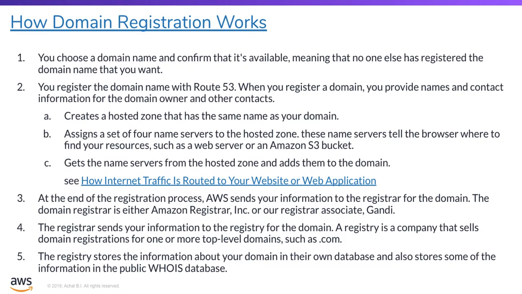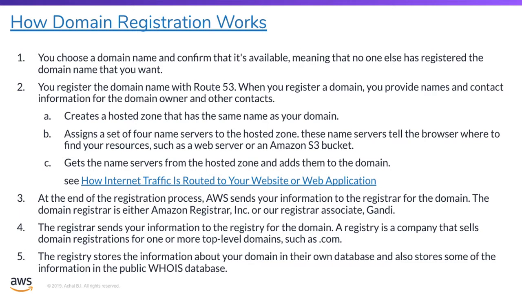Let's quickly go through how domain registration works. You choose the domain name you want and search in the domain registrar whether this domain name is available. It checks with the top-level domain servers whether it's available, and if it is, your domain name is registered. During the registration, Route 53 creates hosted zones and assigns a set of four name servers to those hosted zones, and these name servers are added to your domain name.